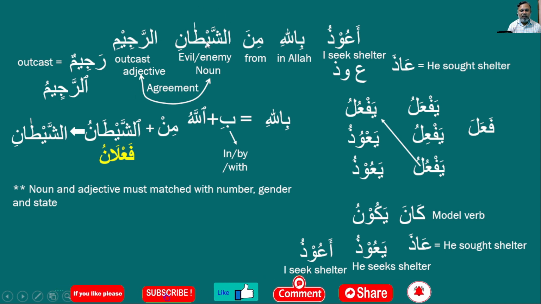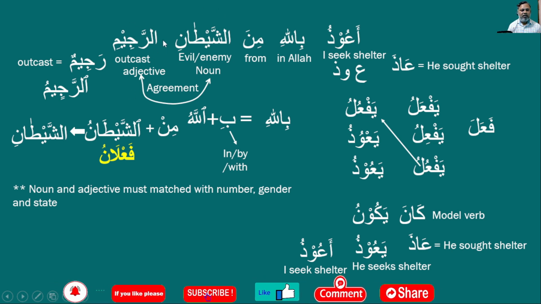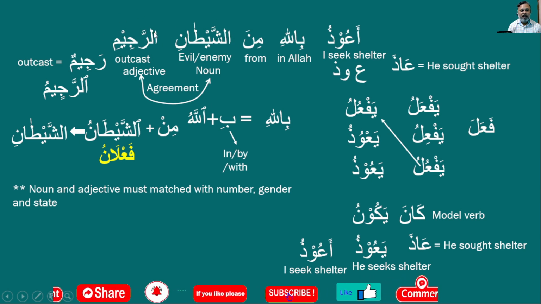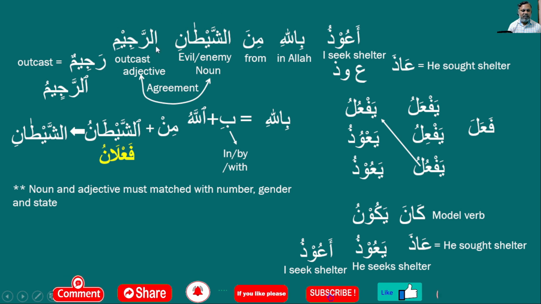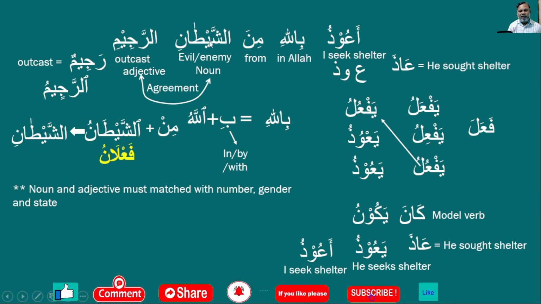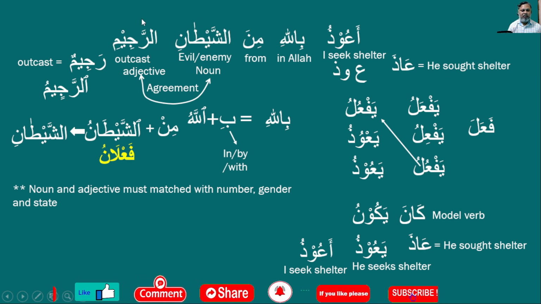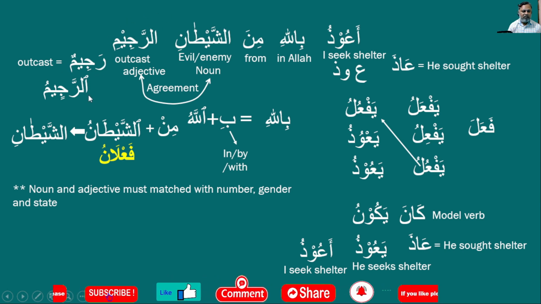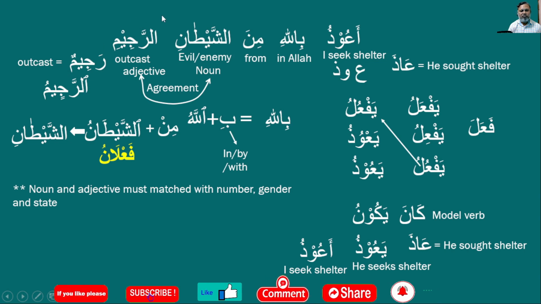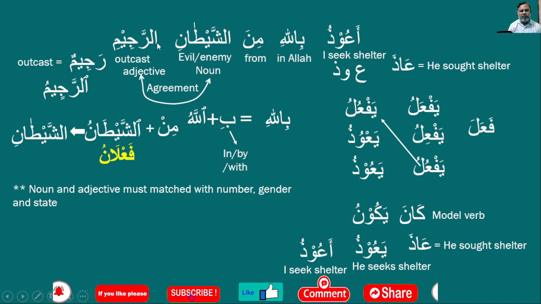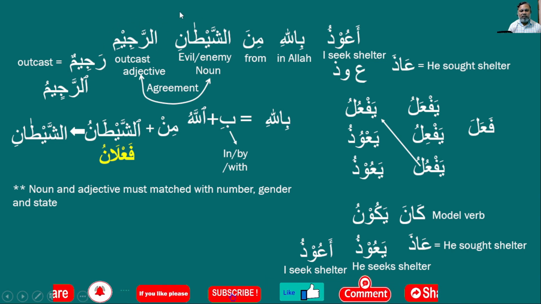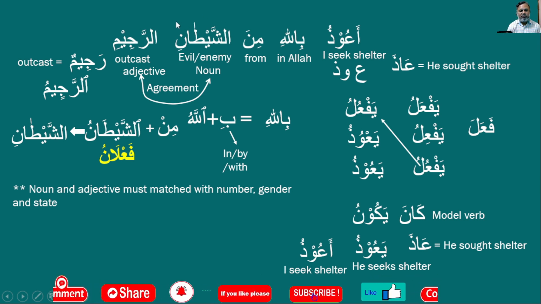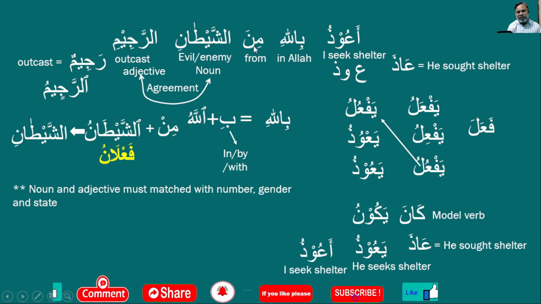If it is a singular noun, then the adjective will be singular. If it is feminine, then the adjective will be feminine. If it is in the jar state, the adjective will be in the jar state. As it is ashaitani, so it will be ar-rajimi instead of ar-rajimu. The actual word is ar-rajimu, so it will be ar-rajimi because it has to follow this noun ash-shaytani. And ash-shaytanu changes to ash-shaytani because of this min.